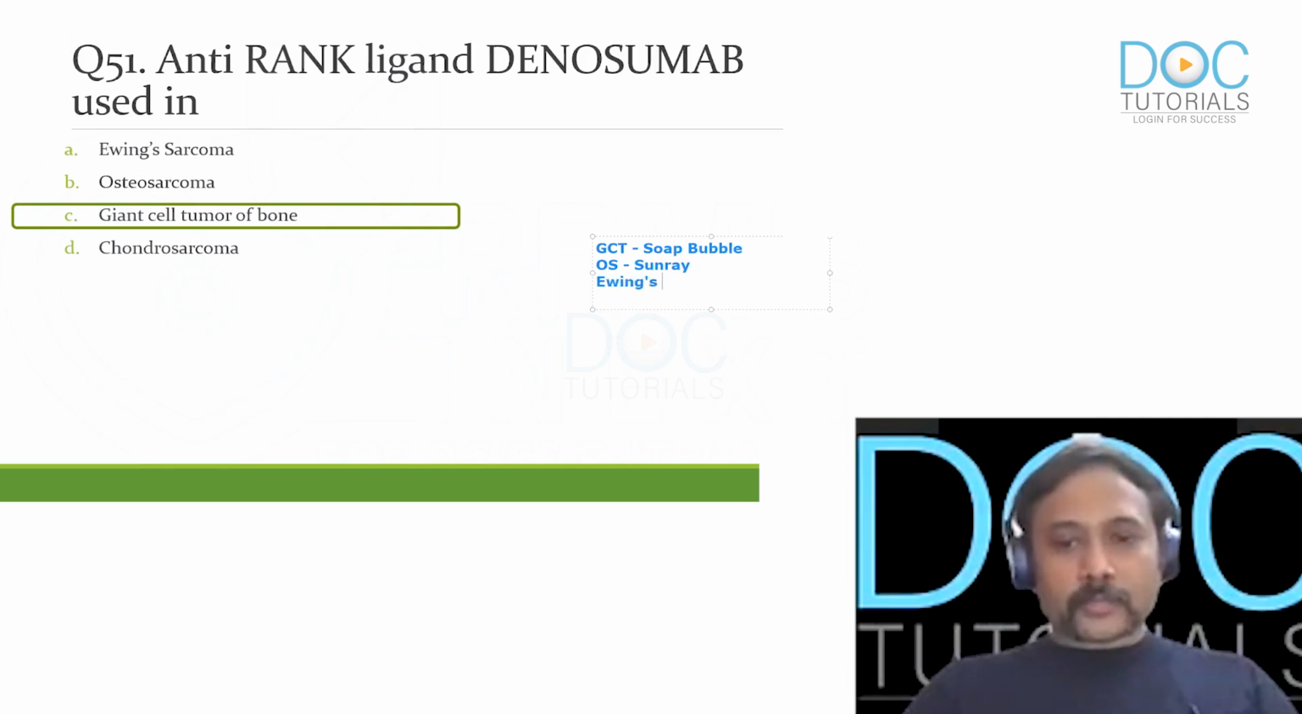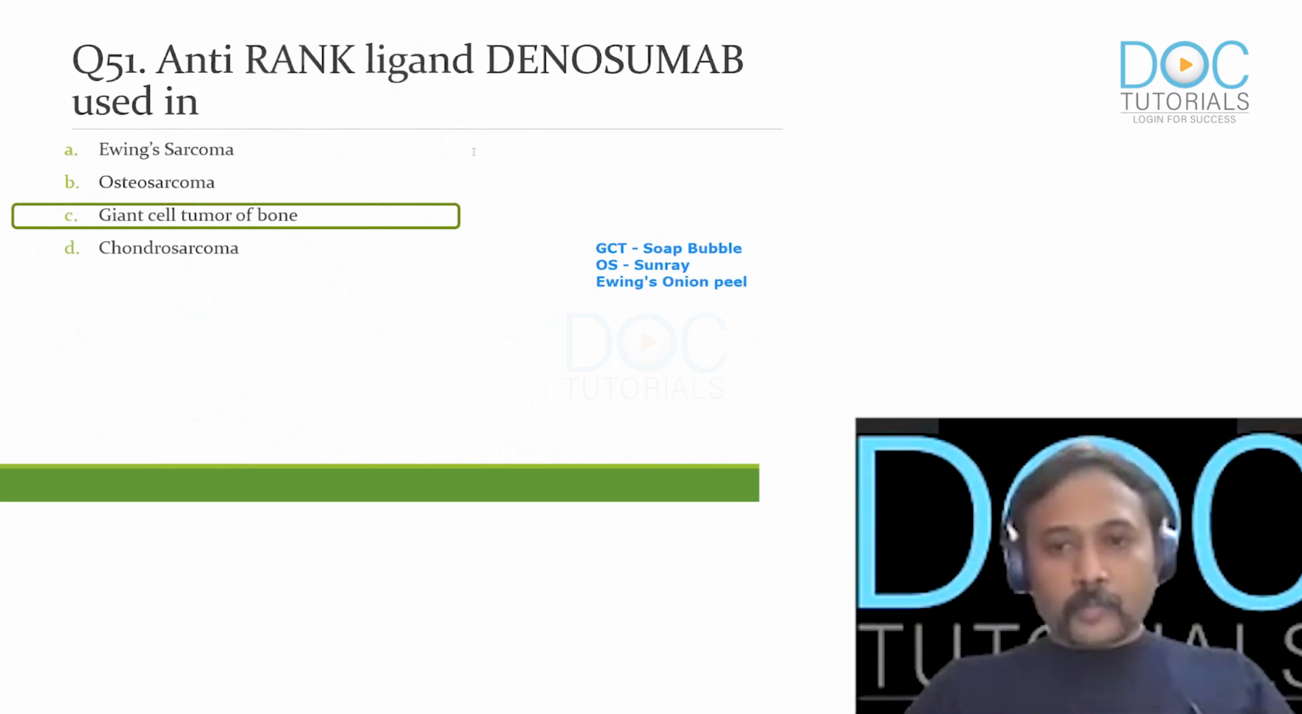All of you will know that. So that is going to be your onion skin appearance or your onion peel appearance. So this is all the presentation that you will get in your Ewing sarcoma, osteosarcoma, and your giant cell tumor. So this is something which they may ask you as an X-ray as well.